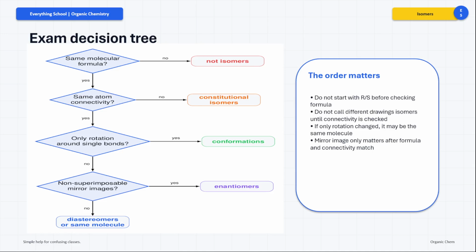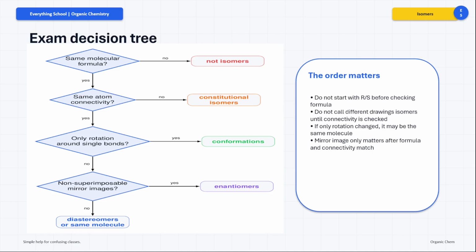Slide 22. The exam decision tree. When comparing two molecules, use this order. Question 1. Do they have the same molecular formula? If no, they are not isomers. If yes, continue. Question 2. Are the atoms connected in the same order? If no, they are constitutional isomers.